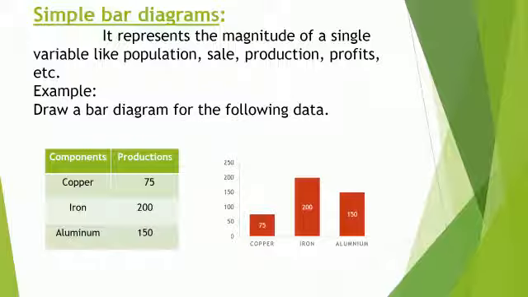We'll discuss an example. Draw a bar diagram for the following data. We are given only one set of values: copper, iron, aluminum, and production is 75, 200, 150. It's a simple bar diagram. Easily we can draw it: copper 75, iron 200, and aluminum 150. This is a simple bar diagram. In a simple bar diagram, there is the same distance between the bars and the bars have the same width.